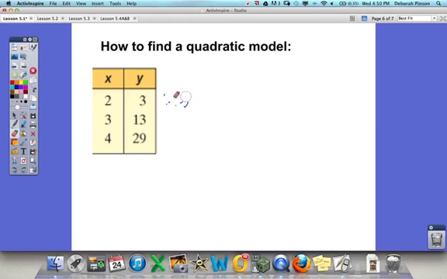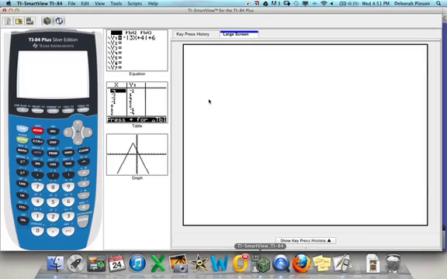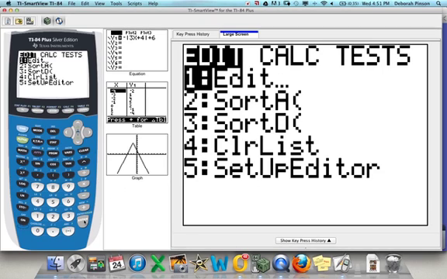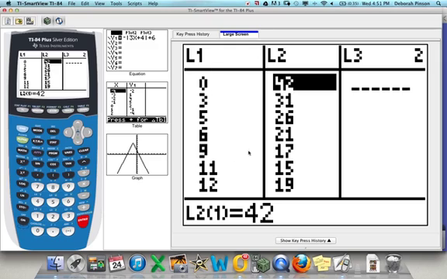What I want us to go through and do is write a quadratic model, which means a quadratic equation that models this set of information. So basically, I want to find a parabola that goes through those 3 points. Now, we're going to do this in our calculator. So in my stat menu, I'm going to go to edit. What that will let me do is edit these lists of information that are in my calculator.